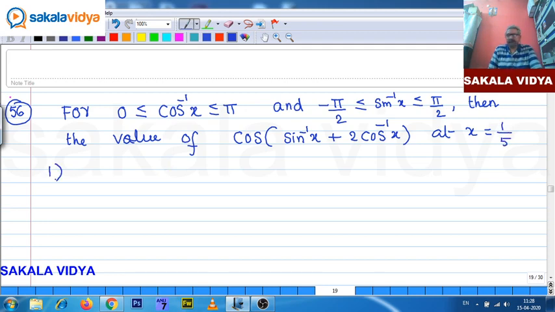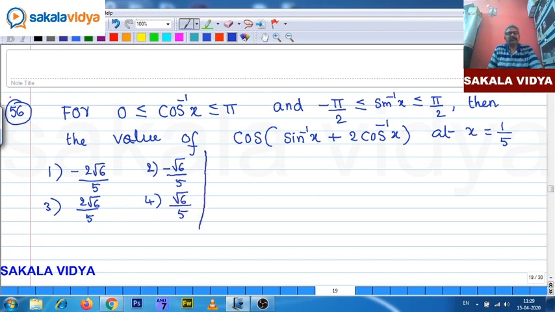First option, minus 2 root 6 upon 2. Second, minus root 6 by 5. Third, 2 root 6 by 5. Fourth option is root 6 by 5. This is the problem now. So 56 is the answer, the question number 56. Okay, right.